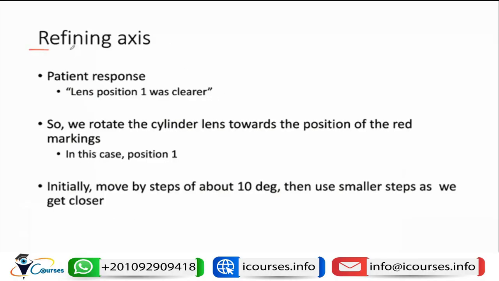So how to refine the axis? If the patient responds that position 1 is more clear, we rotate the cylindrical lens toward the position of the red mark, as we are using the minus cylinder. In such a case, which is position 1, initially we use steps of 10 degrees. Then as we get to the correct axis, we can use smaller steps such as 5 degrees.